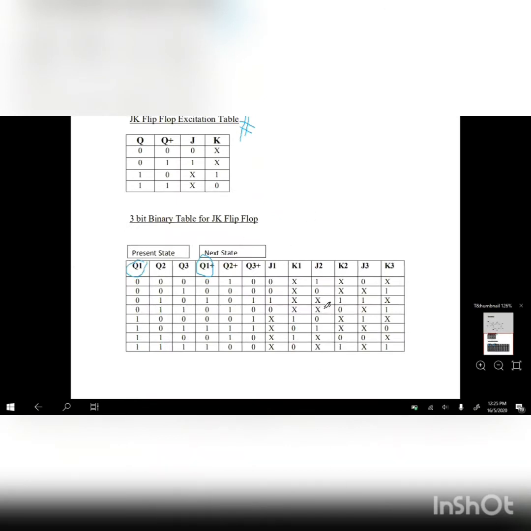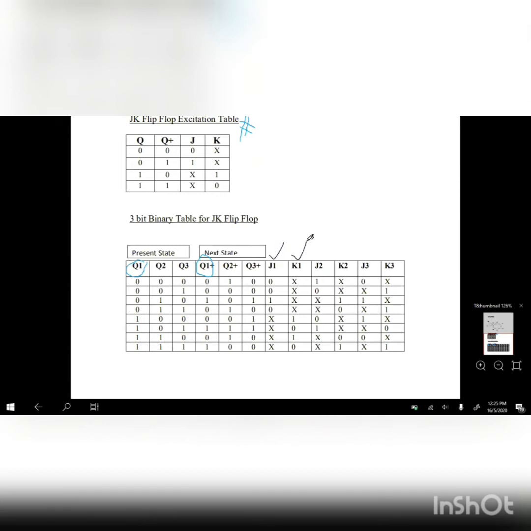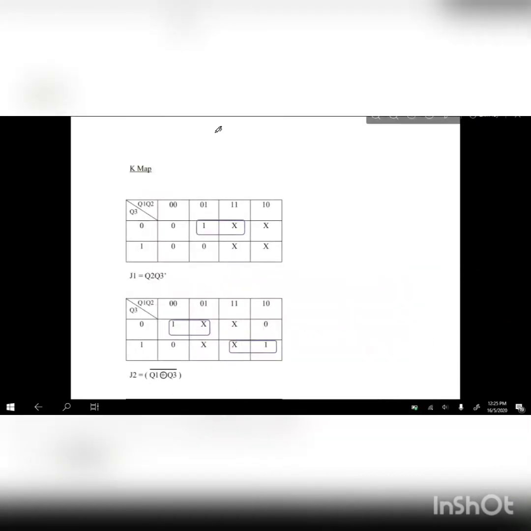After building this table, our next task is to do a K-map. We need to build a K-map for each and every one of the inputs: J1, K1, J2, K2, J3, K3. What I've done here is a K-map for all of the inputs. For example, let's look at J1. This is the K-map for J1.